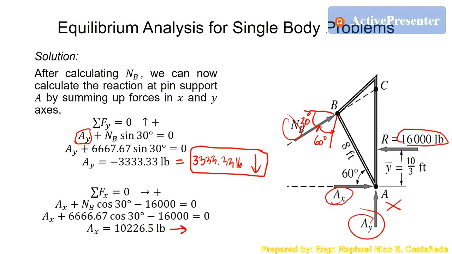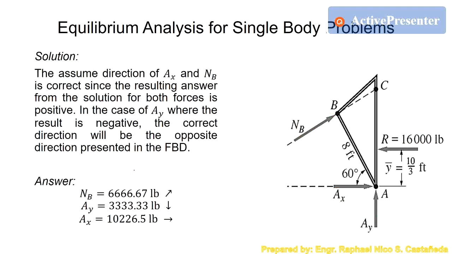The assumption for AY is not correct because we assumed an upward direction. So, the assumed direction of AX and NB is correct since the resulting answer is positive. In the case of AY, where the result is negative, the correct direction will be opposite to the direction presented in the FBD. That's why the answer will be downward. And for AX and NB, since they are positive, we keep the same direction as in the FBD.